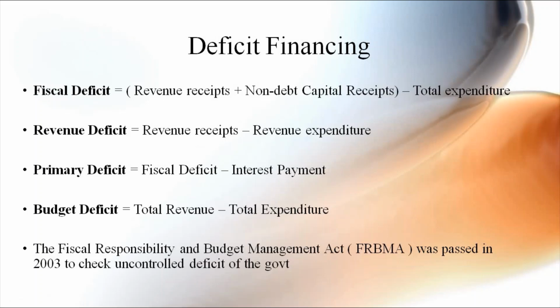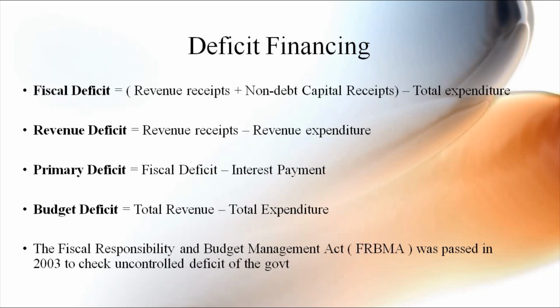The Fiscal Responsibility and Budget Management Act, FRBMA, was passed in 2003 to check the uncontrolled deficit of the government. There should be some limit for deficit financing. If it crosses the limit, the government and the economy will collapse. If deficit financing is too high, it leads to inflation and fluctuation. To stop that, the FRBMA was passed.